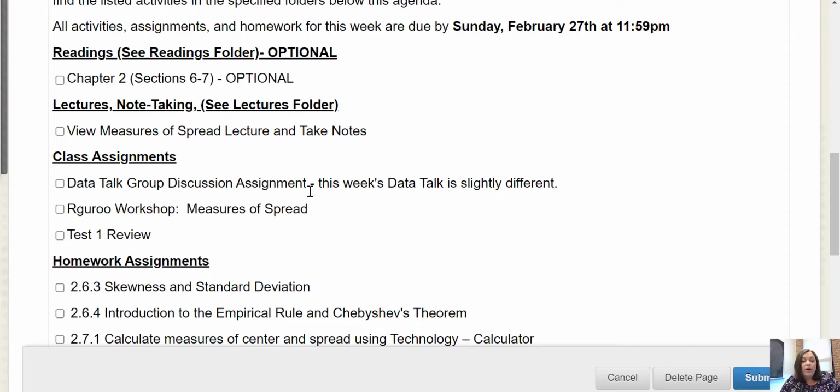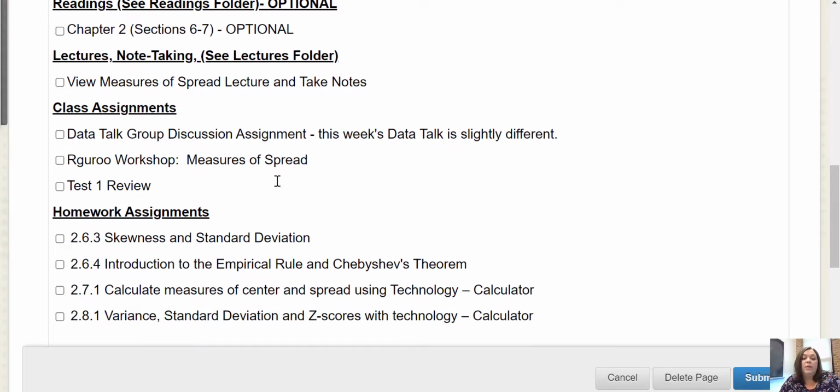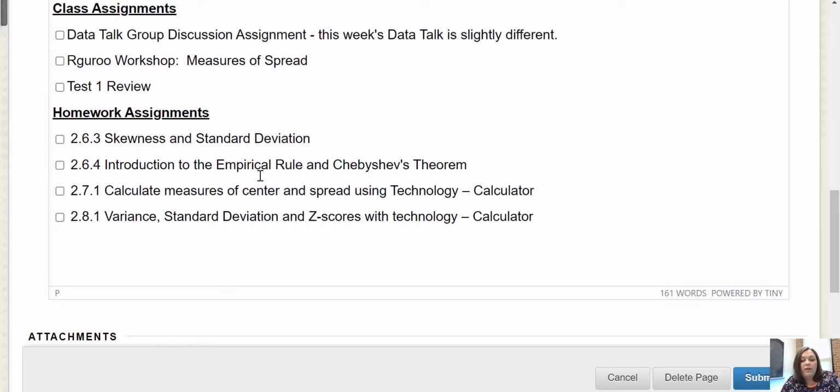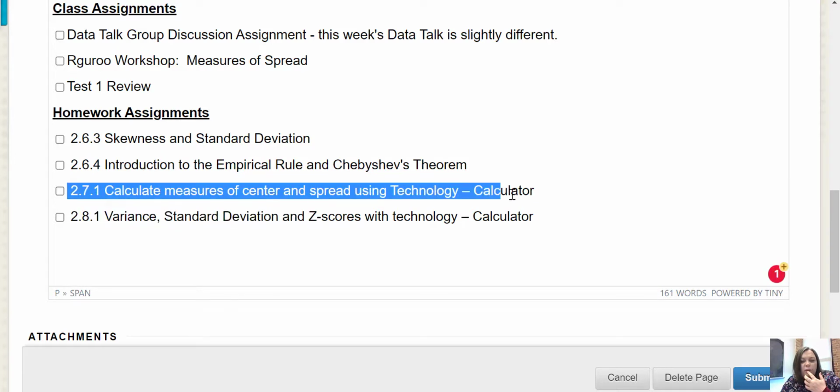And then we only have 3 assignments. We've got a data talk assignment, our Guru workshop on measures of spread, and then they actually call it measures of dispersion. And then we have a test review because next week we have our first test, and then there's 4 homework assignments. Some of these we already have enough info to be able to work on, I think. This one specifically is kind of a review, measures of center, or at least part of it, and then spread using technology.